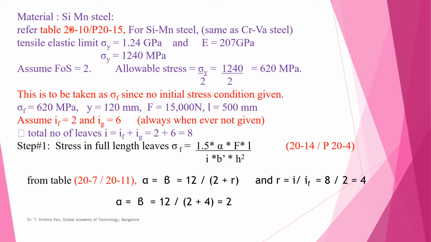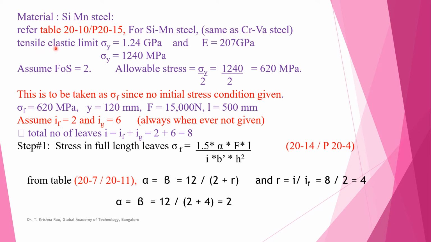From Table 20-10, which we have already seen earlier for coil springs, 20-10 plus 2015 silicomanganese steel, we should select the tensile properties, the left side properties. They have not given any values for silicomanganese steel. The values are same as chrome vanadium steel. He has given there, same as above, like that he has given in the table. Above is chrome vanadium steel.